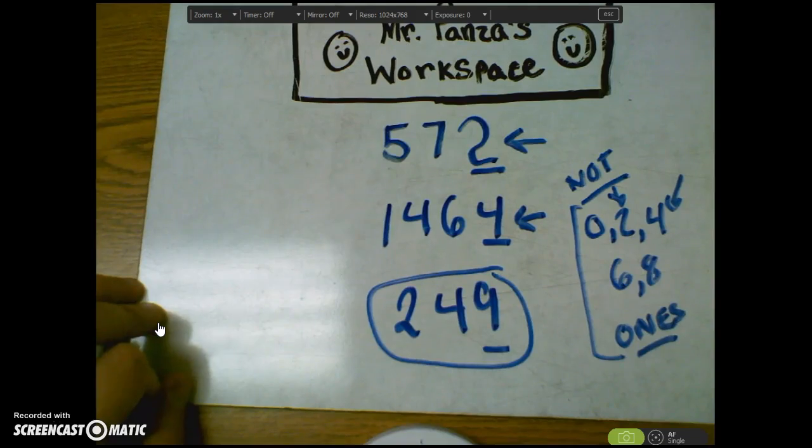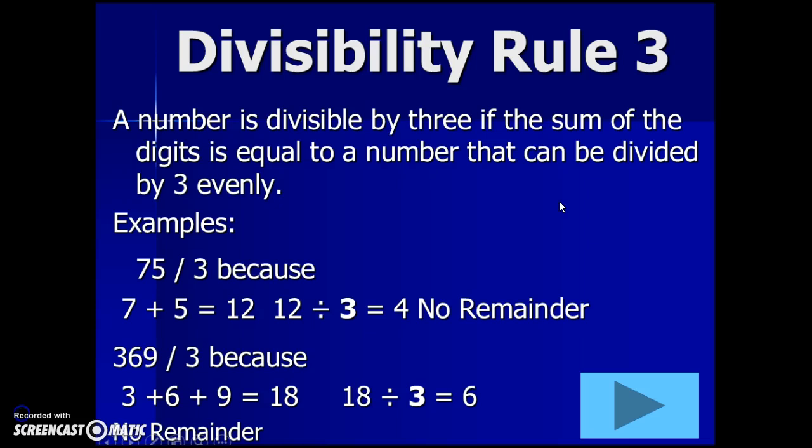Let's jump into the divisibility rule for 3. A number is divisible by 3 if the sum of the digits is equal to a number that can be divided by 3 evenly. Examples: 75 can be divided by 3 equally because if I separate the 2 digits in the number 75 and add them together, I get 12. Well, 12 is exactly 4 when divided by 3 without a remainder.